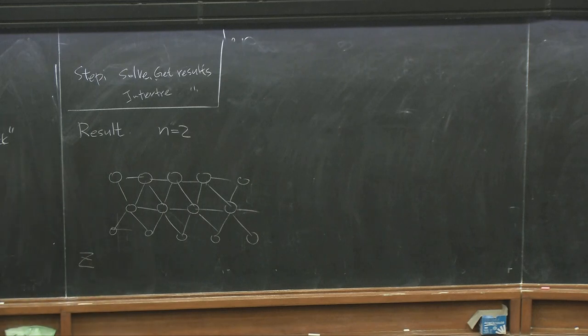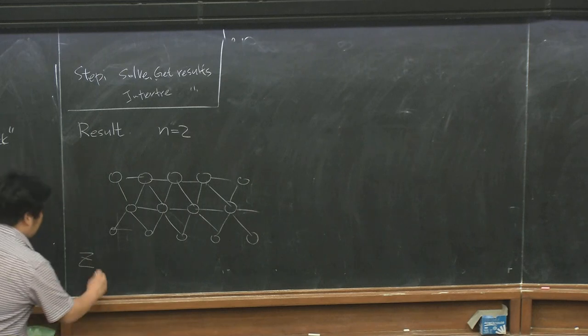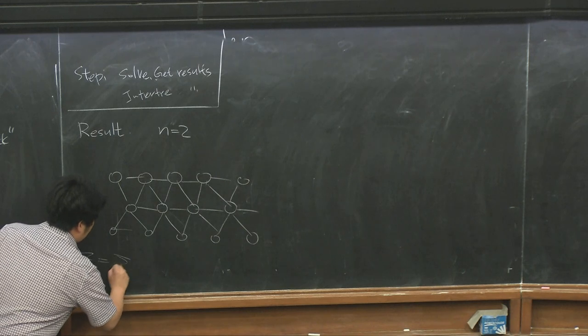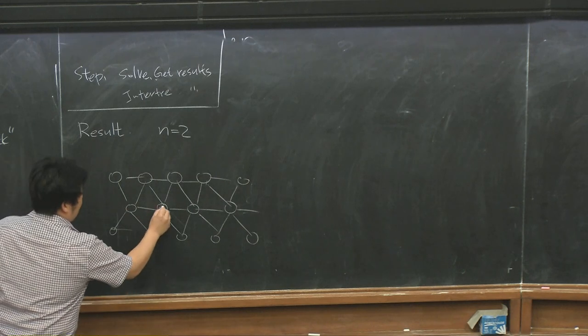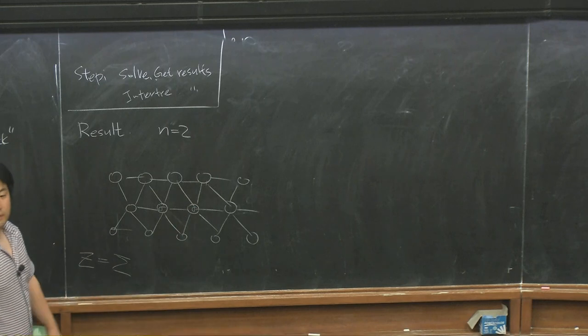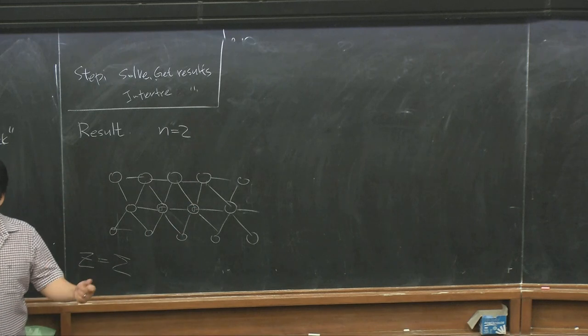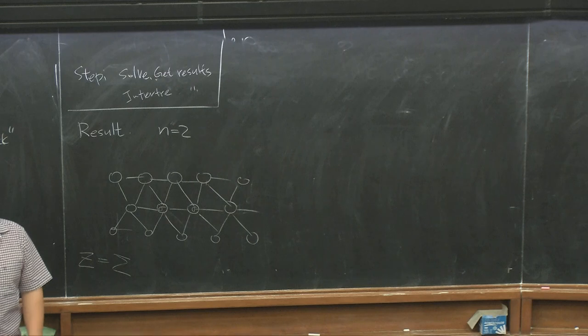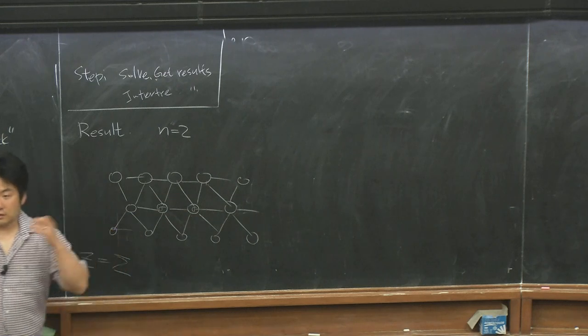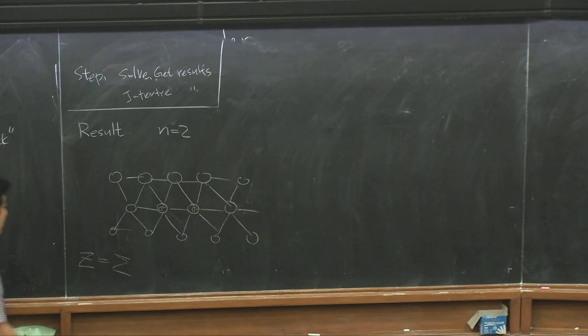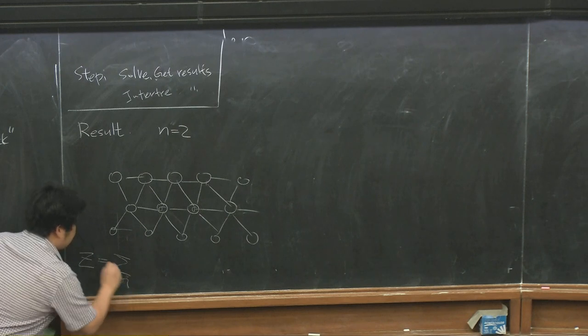the partition function Z of the spin model, which is going to be summing over all classical variables. So they have classical variables associated with them. I'm going to call them sigma. A sigma could take a value plus or minus one. Every dot here can be plus or minus one. So we are going to sum over all configurations of sigma.